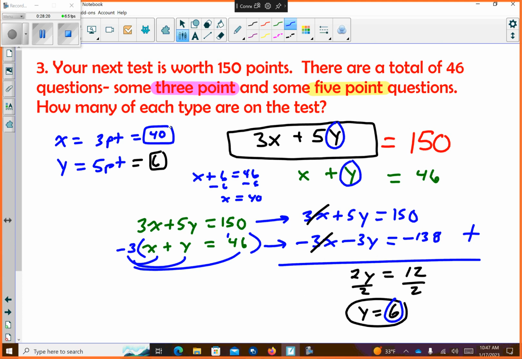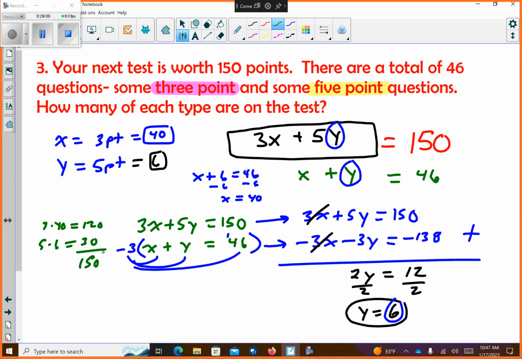I bet we can logically say that we might have this right. How many total questions were on this test originally? 46. Is 40 plus 6 46? So we satisfied the first thing. If I have 40 problems worth 3 points each, 3 times 40 is 120. And 5 times 6 is 30. Is 120 plus 30 150? How many points was this test supposed to be worth? 150. We nailed it. So we have 40 3-point problems on this test, and we have 6 5-point problems on this test.